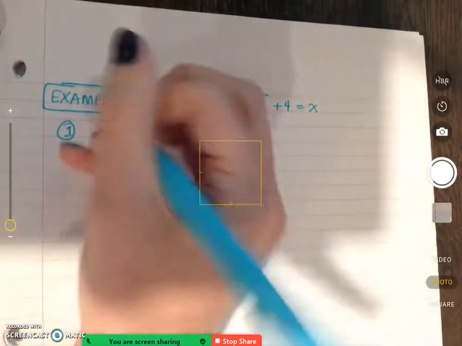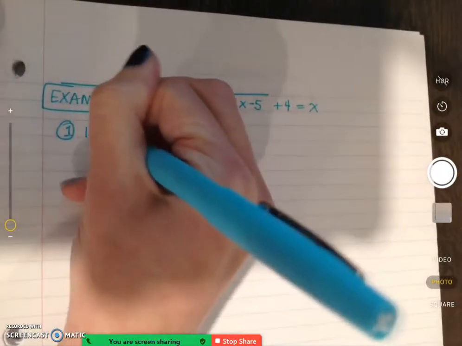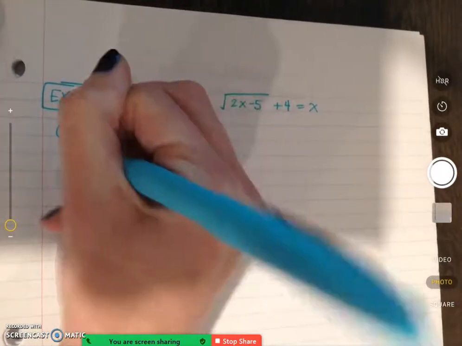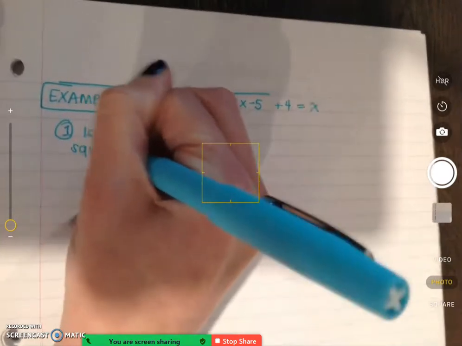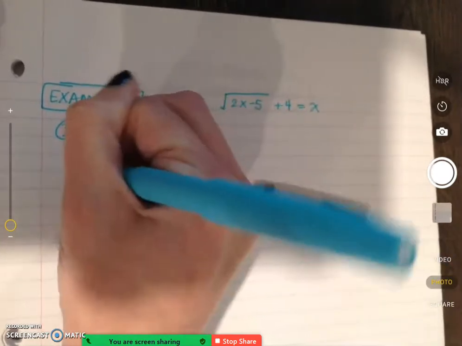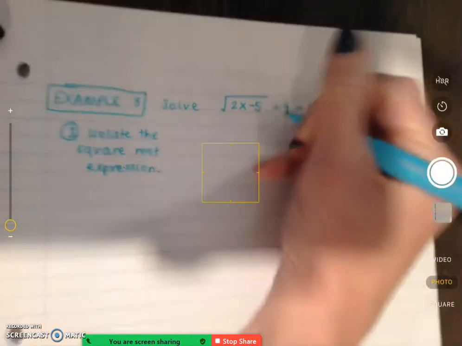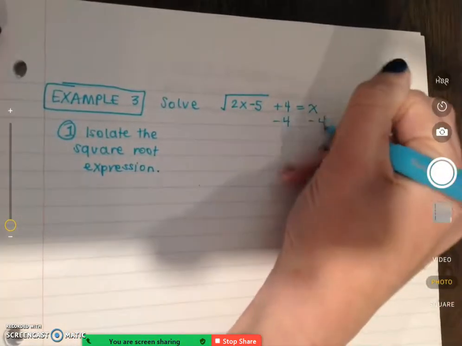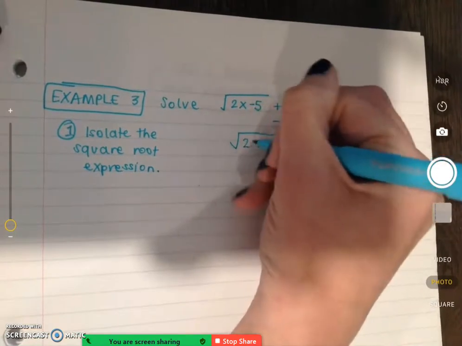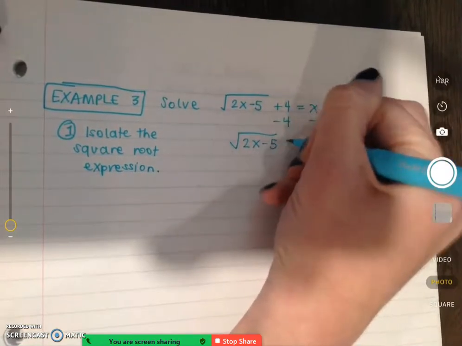Step 1, isolate the square root expression. We'll subtract 4 from both sides to isolate the square root of 2x minus 5.